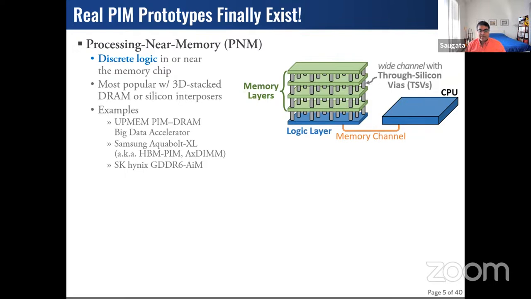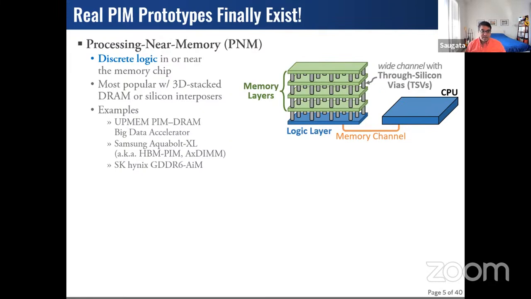And there are a number of examples of this that you can actually get on the commercial market today. As many people in SAFARI, I'm sure, are familiar with, UpMem has been making their big data accelerator for a few years, which, to my knowledge, was perhaps the first truly commercial processing near memory solution that was out there.